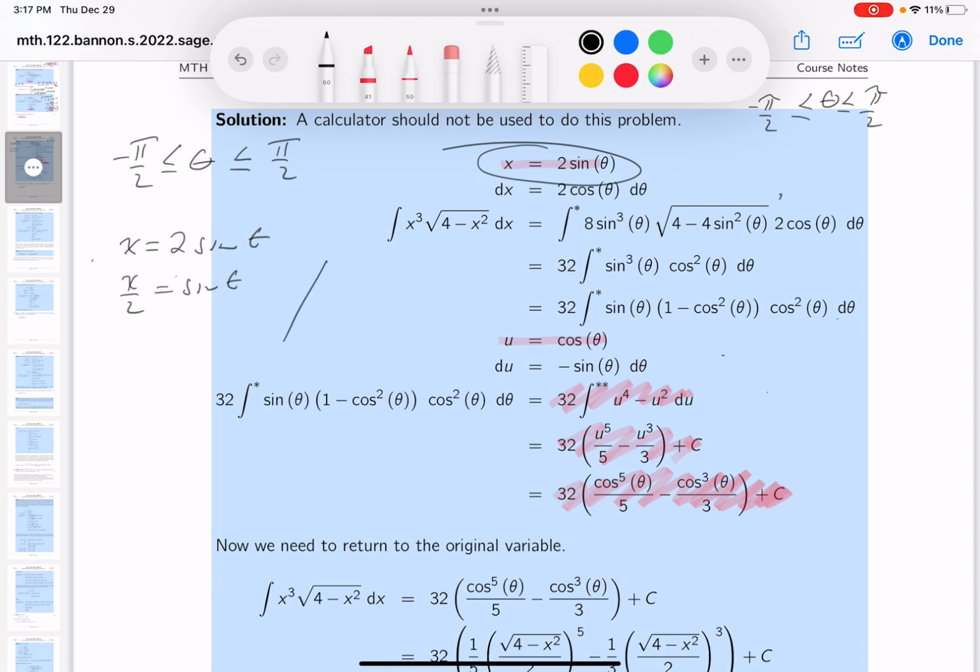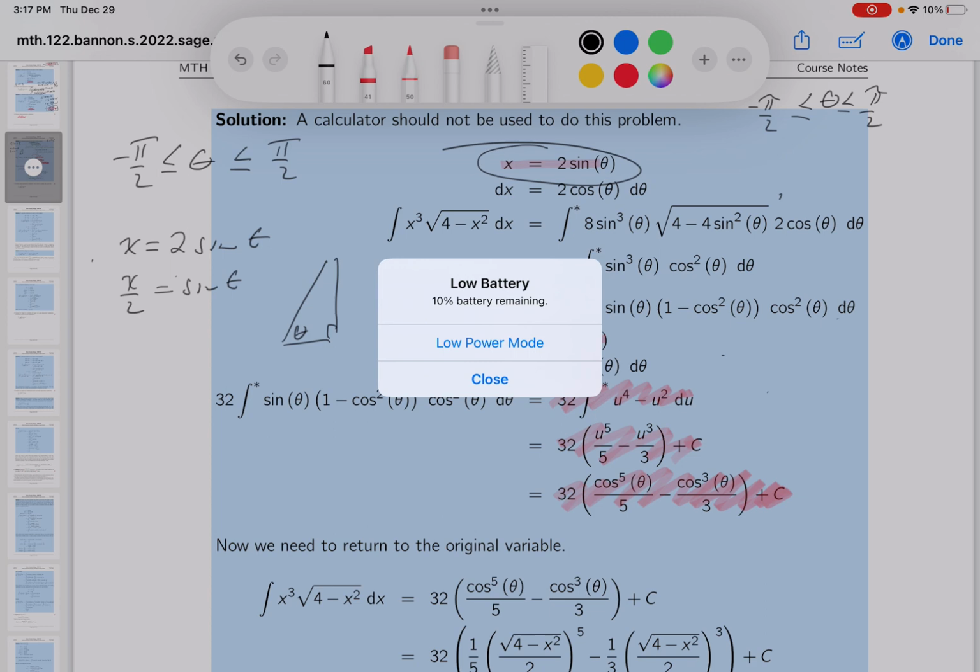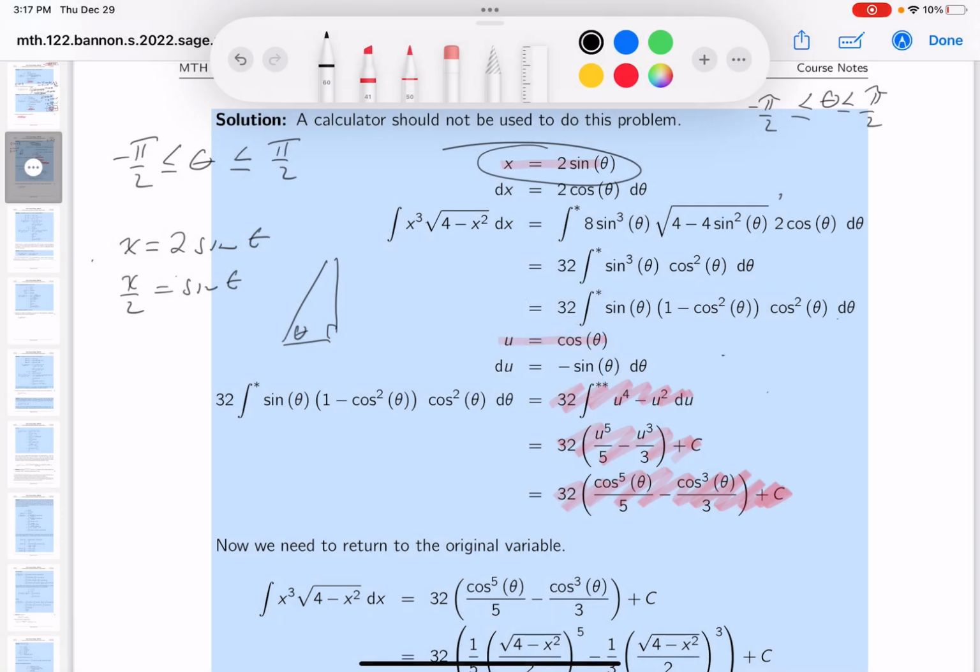I want to do my right triangle now. And what do you get over there? This is the theta, this would be x, and this would be the 2. And this would be, by the Pythagorean theorem, the root of 4 minus x squared.